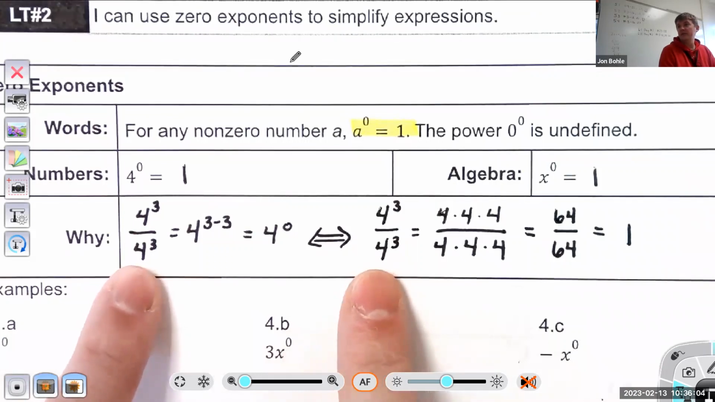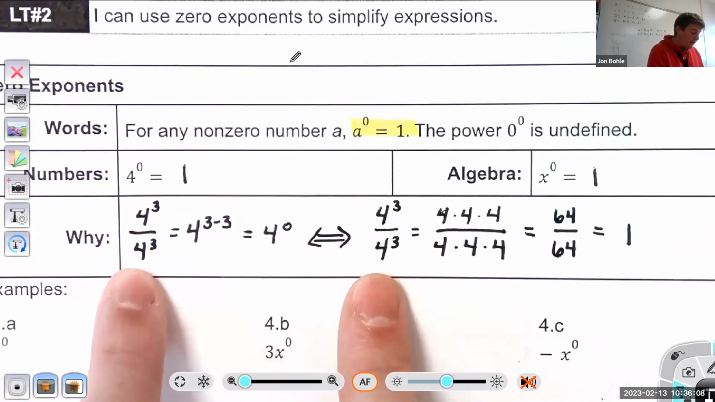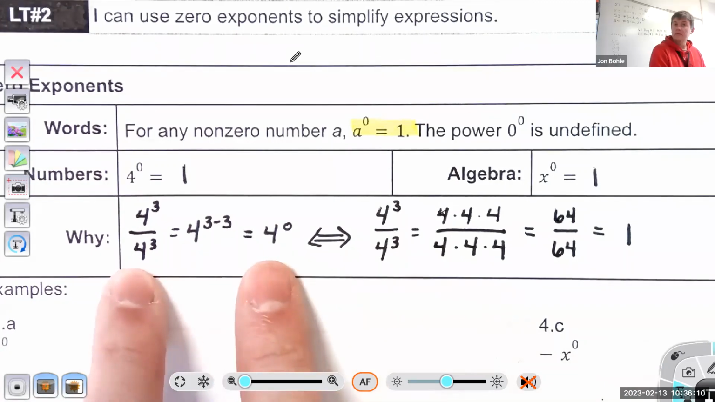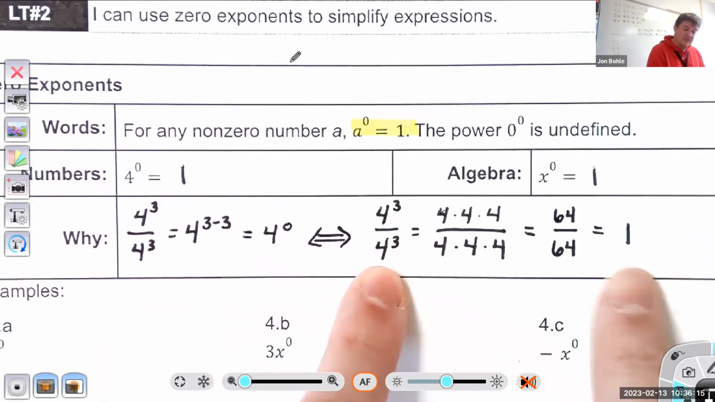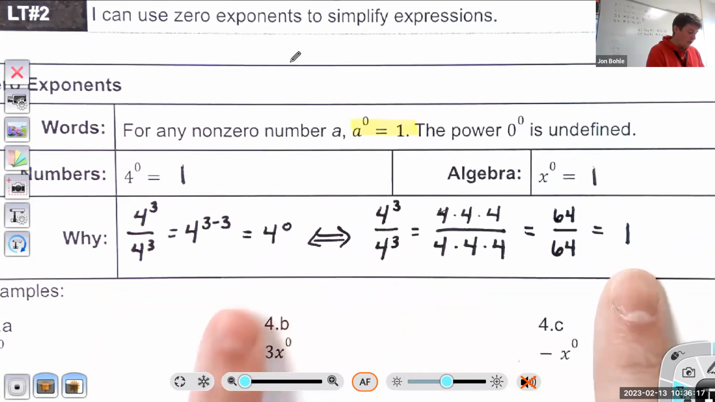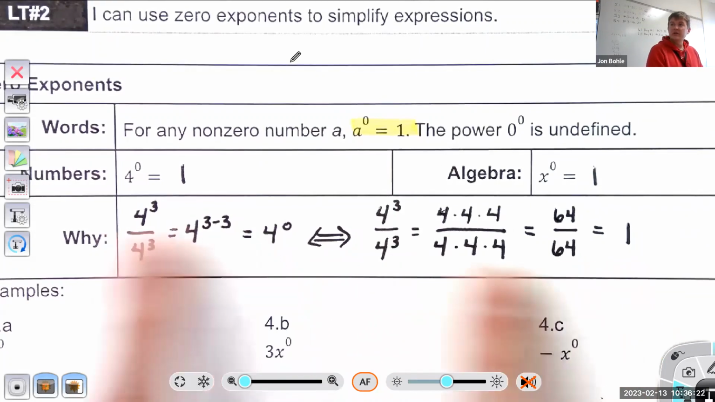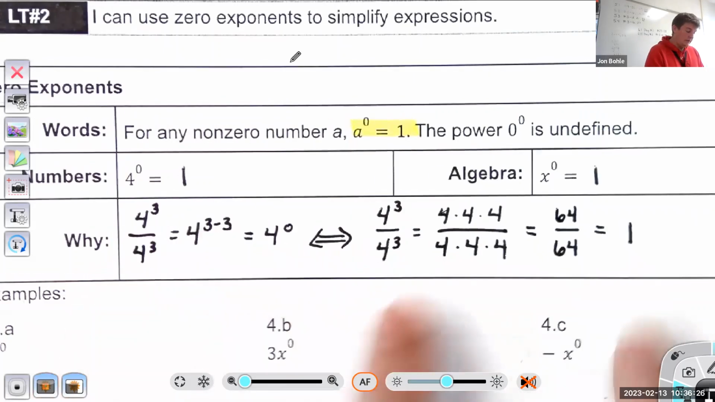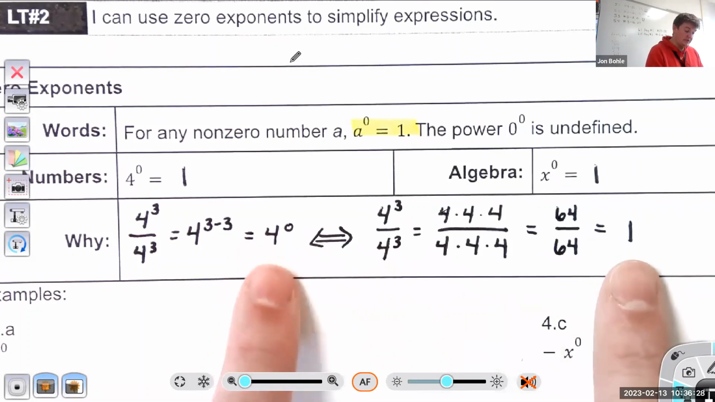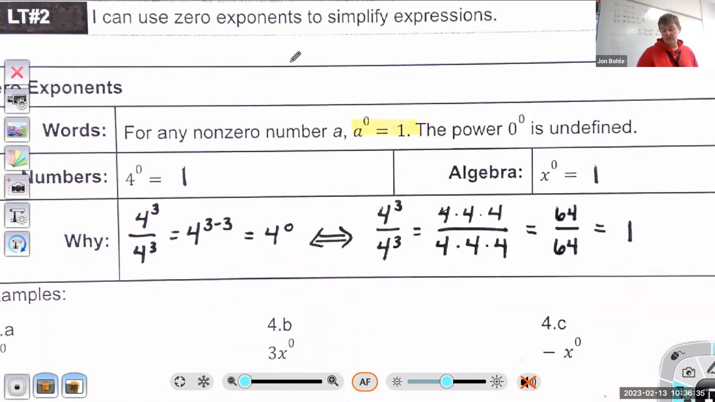So here I have 4 to the 3rd power divided by 4 to the 3rd power. These are obviously the same, right? Okay. But I know that equals 4 to the 0 power. And I know it is also the same as 1. So what do I know about 4 to the 0 power and 1? So these things are the same. And these are the same. And these are the same. So what do I know about these two things? They're also the same. So that means 4 to the 0 power is indeed 1.